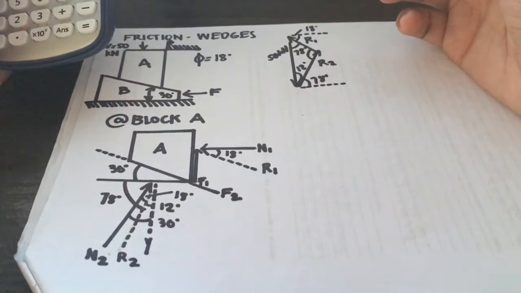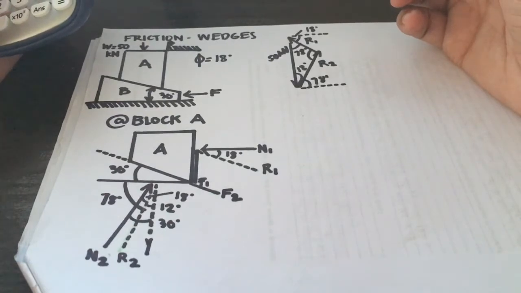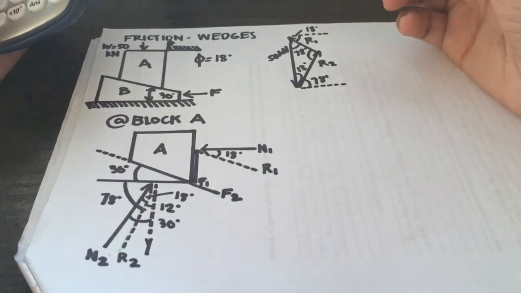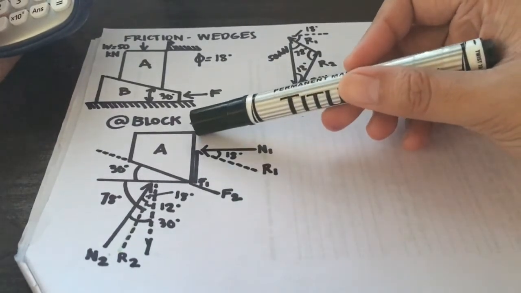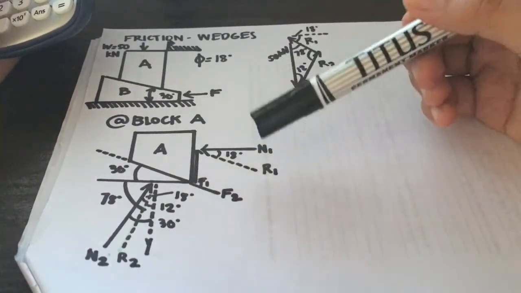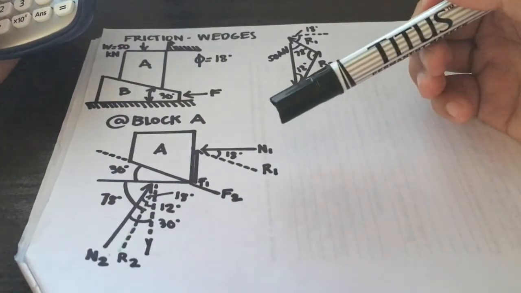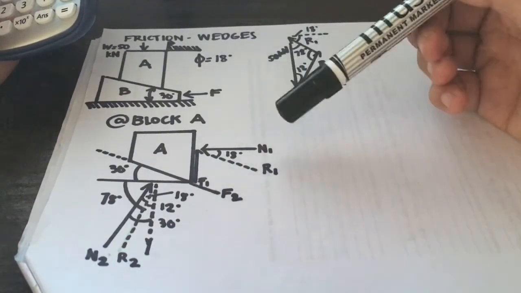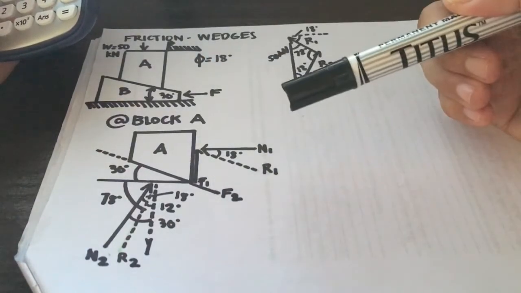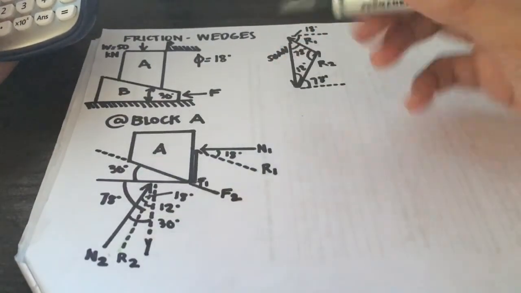Good day everyone, I am Ronald Calabio and I will discuss the continuation of the problem about wedges. After you make a diagram of block A with the different forces and angles, wherein you've got force 1, force 2, normal force 1, normal force 2, R1, R2, and the different angles.